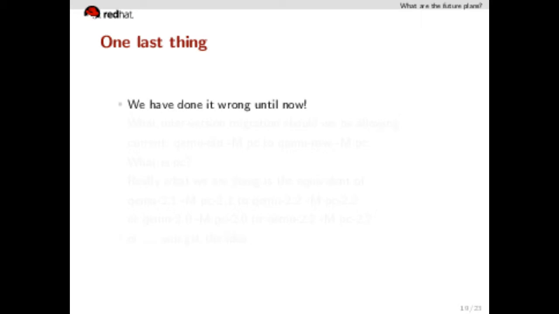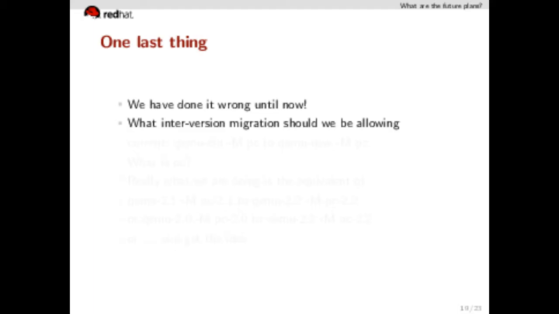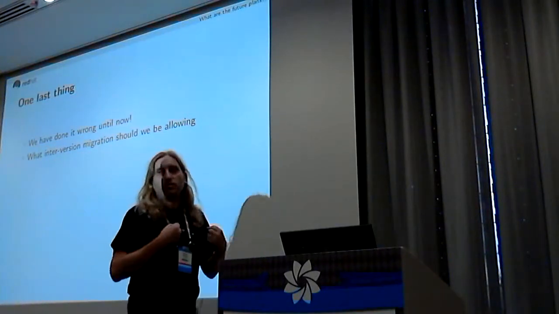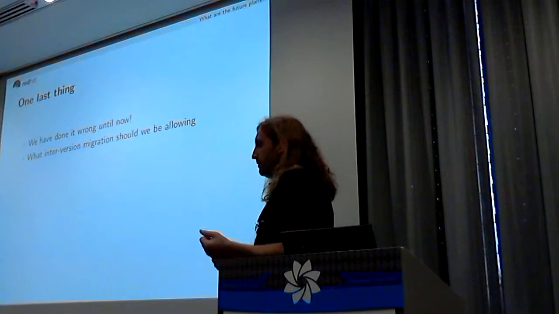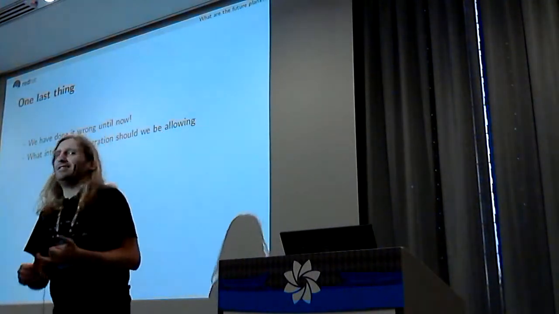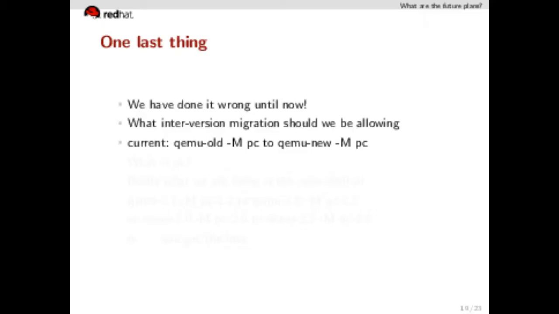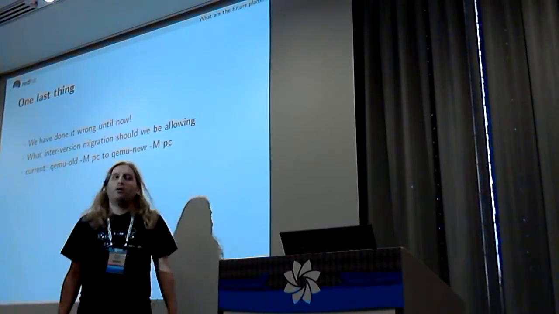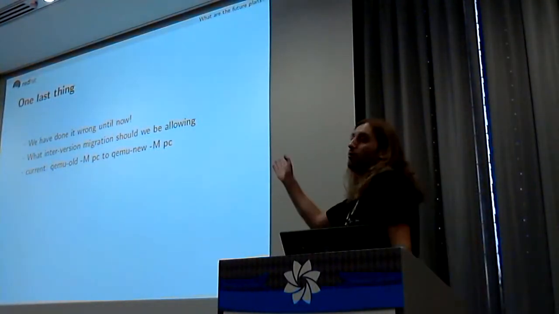And then one last thing related to what we have done: intervention migration. Until now, we have done it completely wrong, in my opinion. Why? Because we have allowed anything to anything. Anything to anything has never worked well, because we changed the layouts of memory, we changed the default options for devices, whatever. My proposal for that is that currently we have QEMU old with machine type PC to QEMU with machine type PC. Then we pray and we hope that this works.